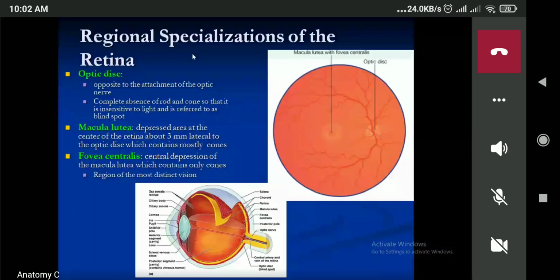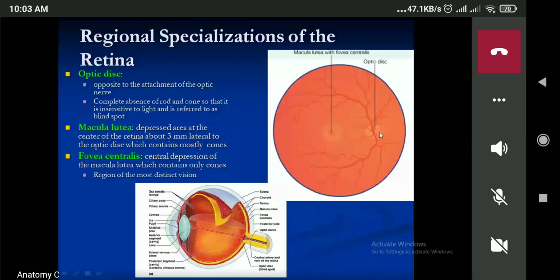There are some regions of the retina which you have to remember. In this diagram, can you see the optic disc? Which part of the retina is the optic disc? It is just opposite to the attachment of the optic nerve. In the optic disc there are no rods and no cones, meaning photoreceptor cells are not present. Since there are no photoreceptor cells, it is insensitive to light and is known as the blind spot.